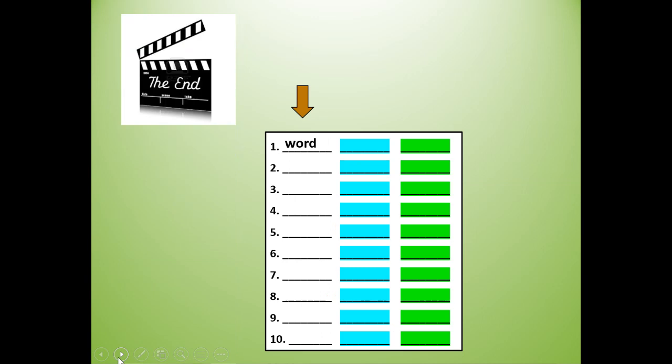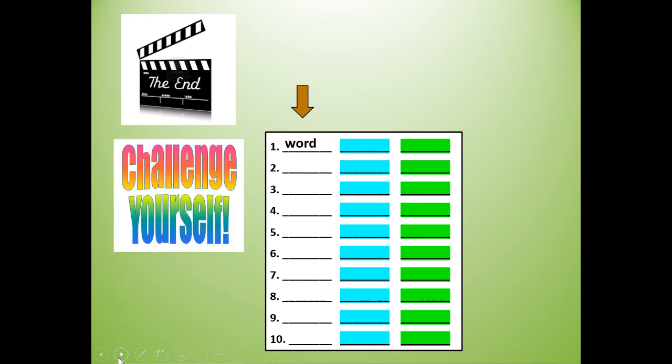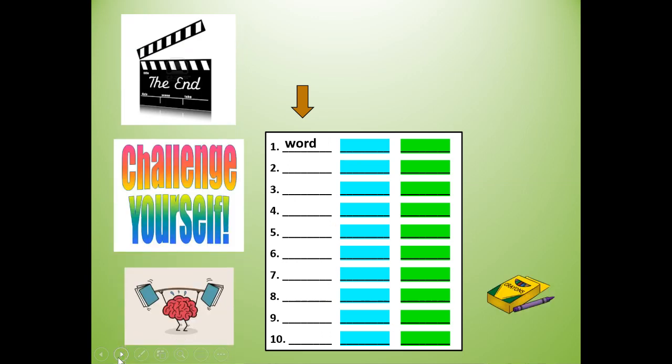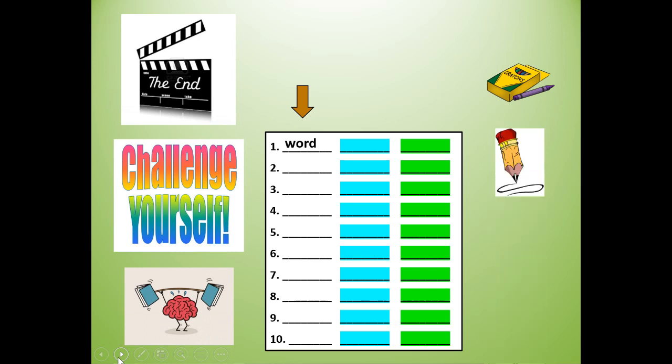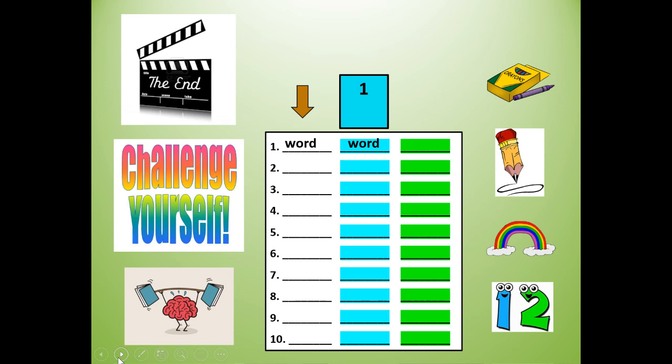Now, we're at the end of our lesson. It's your challenge. You should have written all 10 vocabulary and sight words. Now you can get your crayons or your pencil to rainbow write, or just write your words one more time or two more times. Or in the third column, you could draw a quick picture or sketch for each of the 10 words. That is your challenge.